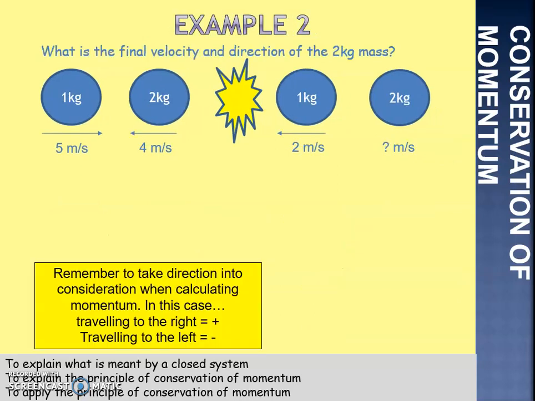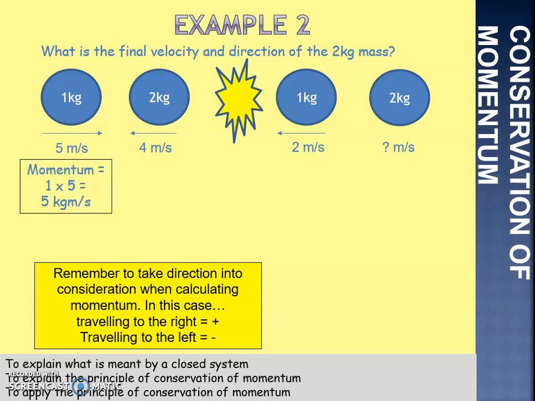Example 2. What's the final velocity and direction of the 2 kilogram mass? We're taking direction into consideration. For the first one, 1 kilogram at 5 meters per second to the right. Second one, 4 meters per second to the left. As you see at the bottom there, when it's travelling to the right, we give it a positive value. When it's travelling to the left, we give it a negative value.